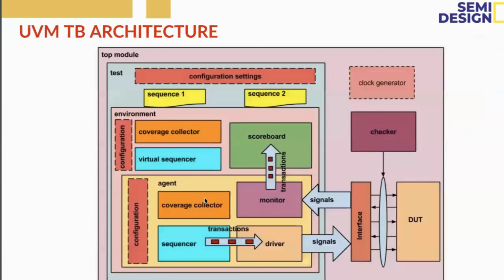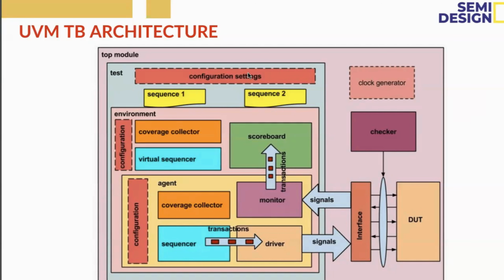Next one is UVM TB architecture. I think from the previous blocks, you already got the clarity. What is meant by configuration, what is meant by agent, coverage collector, sequencer, driver, every block, I think you got the clarity. So checker is nothing but like assertions. We will do the checkers for the DUT. So that is the assertion type in SystemVerilog, and separate clock generator and configuration settings.